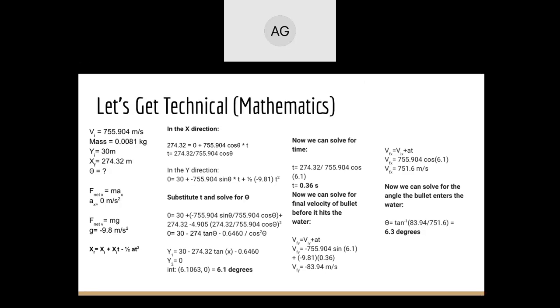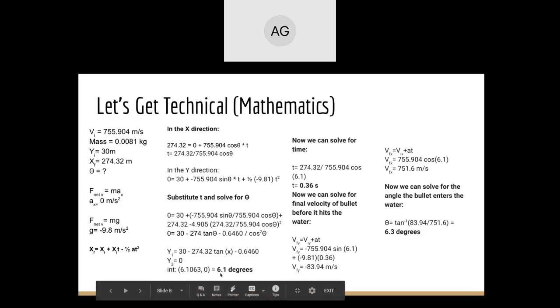In the x direction, we had two missing components, so we had to use substitution to be able to find the degree at which the gun was shot. So we came up with an equation for time and then plugged time into the y direction. And then from that, we were able to find a degree of 6.1 degrees for the gun.